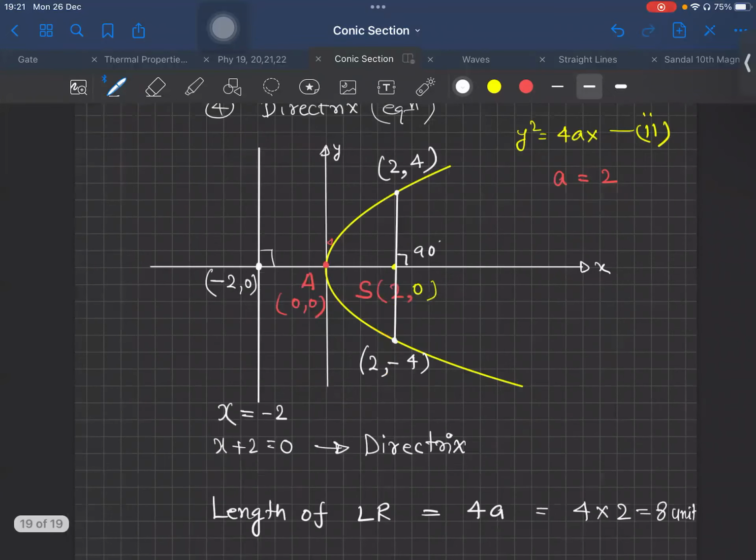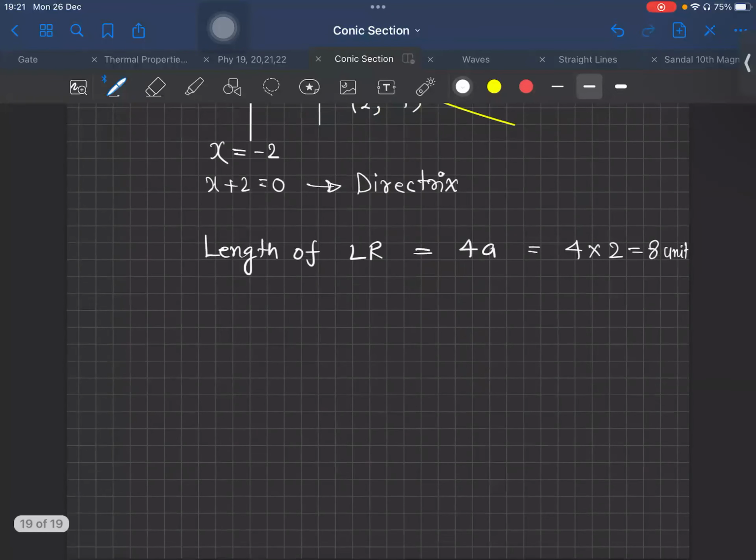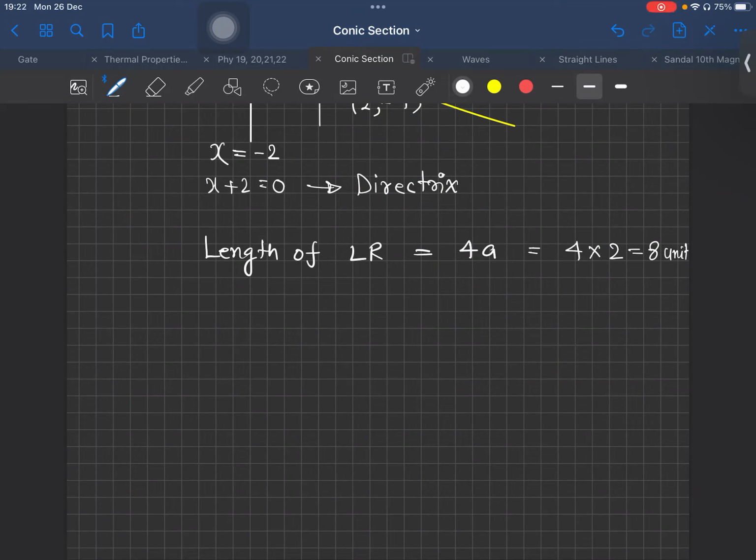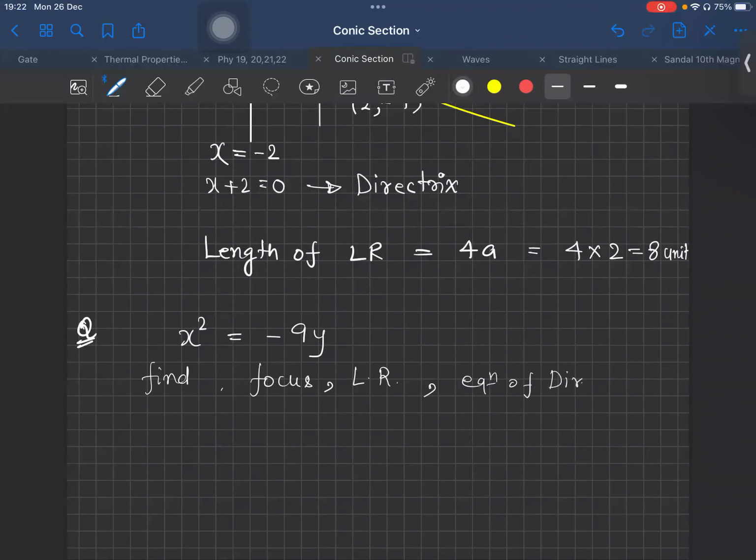Okay, solve one more problem. We are solving NCERT problems only. So you are given a parabola, x square is equal to -9y. Find the coordinates of the focus, the length of latus rectum, and the equation of directrix.